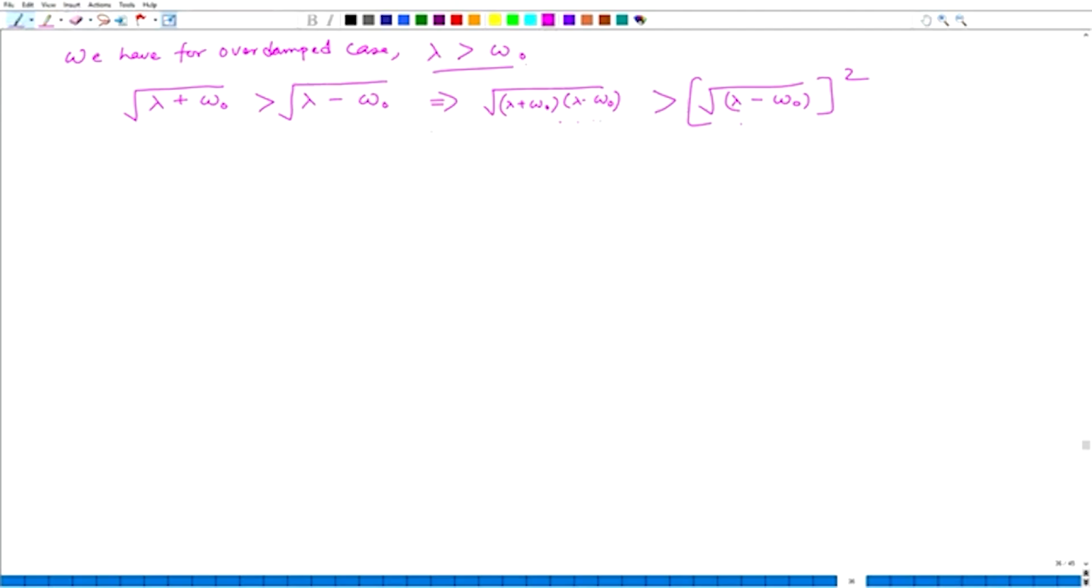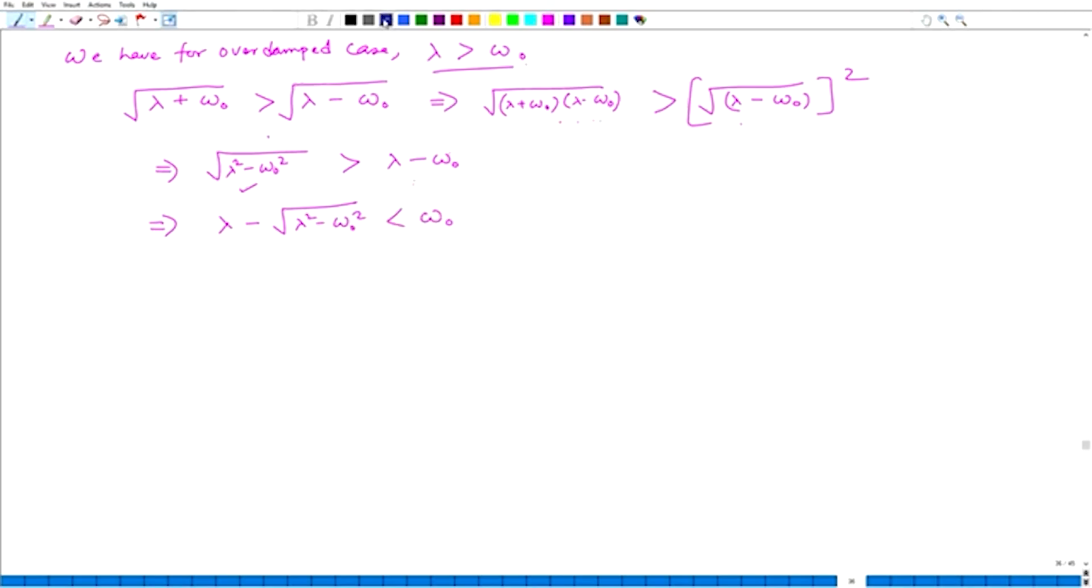So, that is why this sign does not change over here. And if you have this, finally you can say, okay, root over lambda square minus omega 0 square will be greater than lambda minus omega 0. Okay. And then finally you can say, I just take this one to this side and this one to this side. So, lambda minus root over lambda square minus omega 0 square should be less than omega 0.